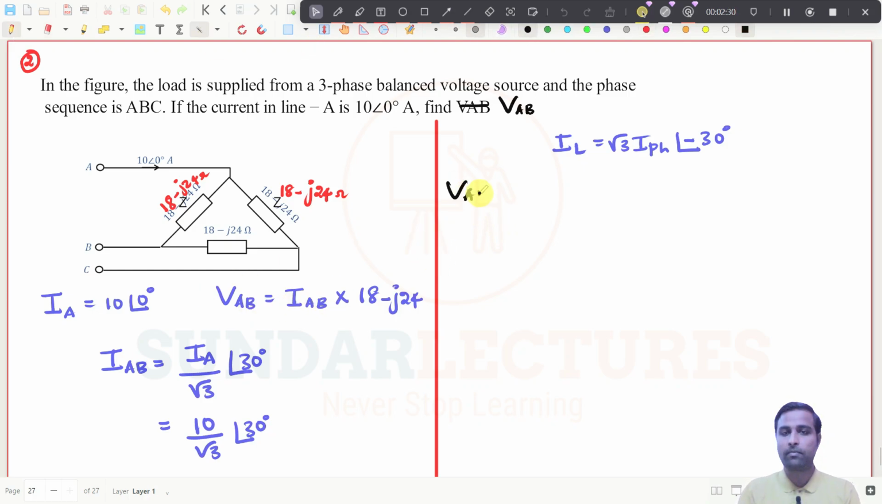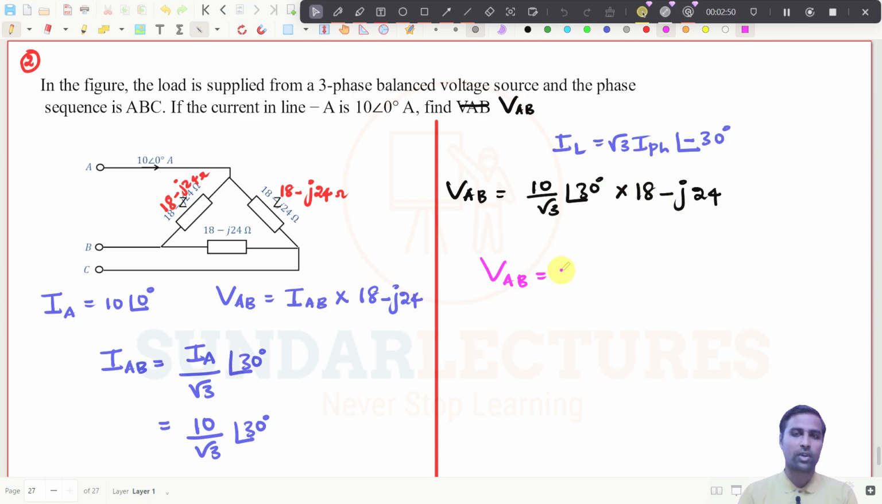So VAB is equal to, what is IAB here? It is 10 by root 3 at an angle of 30 degrees, multiplied by 18 minus j24. If I finally simplify this, you just put it in the calculator, or convert this into polar form and rectangular form, and I will get 173.2 at an angle of minus 23.13 degrees volts. That's all. This is the value of VAB.